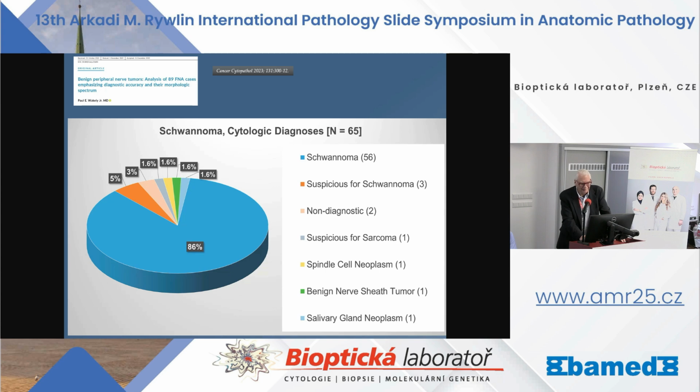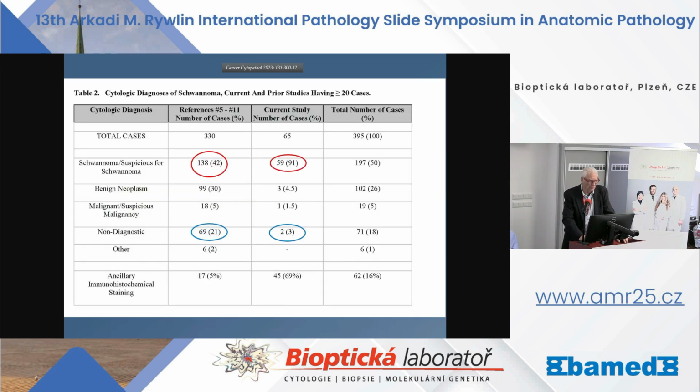So you can see in 91% of the cases, we actually made a definitive diagnosis of schwannoma or suspicious for schwannoma, actually 86%. This was the largest series in the English literature, to my knowledge. And you can see what the other diagnoses were. When we reviewed the world's literature at that time, I only selected papers that had more than 20 cases. If it was schwannoma FNA of 5 cases or 15 cases, I did not select. But those 6 references had more than 20 cases.